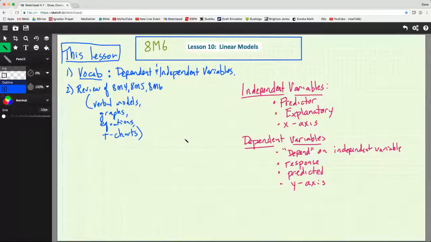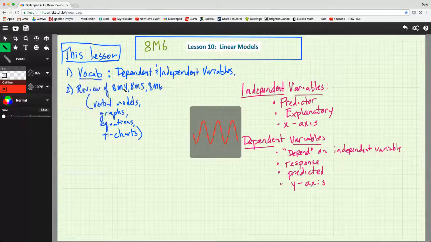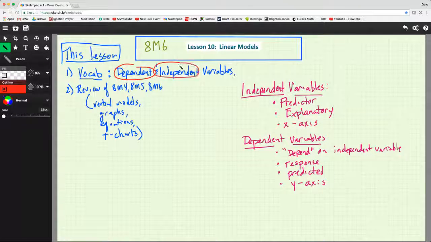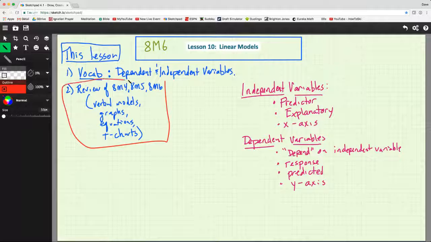Okay, so in this lesson, we want to talk about dependent and independent variables. Those are our 2 key vocabulary words, if you will. And then we're going to do a review of 8M4, 8M5, 8M6, and connect verbal models, graphs, equations, and t-charts, stuff that you should be very familiar with doing. So let's talk about independent and dependent variables.